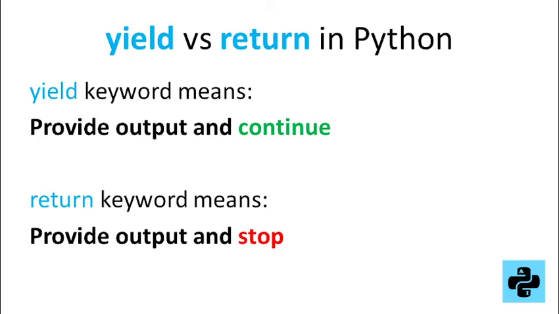Yield statement is used in a function. It provides an output and continues. On the other hand, return statement provides an output. Instead of continuing, it stops and exits the function.